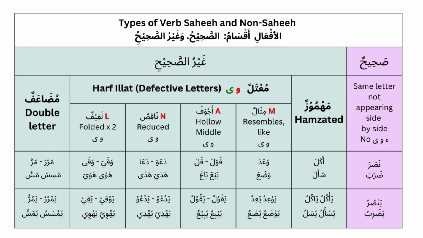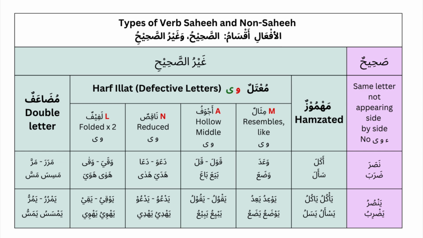Now let us go through the table carefully, column by column, starting from the right side, and in each case, we will look at the madi form first, then the mudari form, and observe the change. 1. Sahih, regular verbs. Let us begin with the simplest. Madi, nasara, he helped. Daraba, he struck. Mudari, yansuru, he helps. Yadribu, he strikes. There is no unusual change. The structure remains stable. This is why it is called sahih, regular.